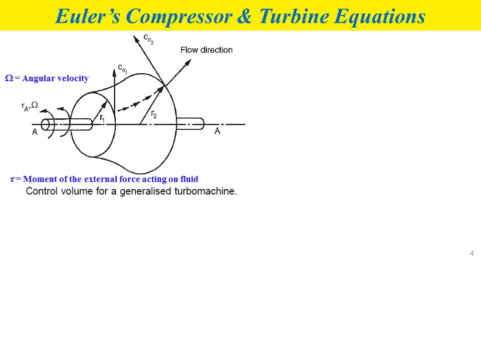So we have omega, which represents the angular velocity, the radius of the circle at the inlet and also at the outlet, and the tangential velocity, which refers to the velocity of the fluid at the inlet and also at the outlet. So number 1 represents the entry condition, and number 2 represents the exit condition.